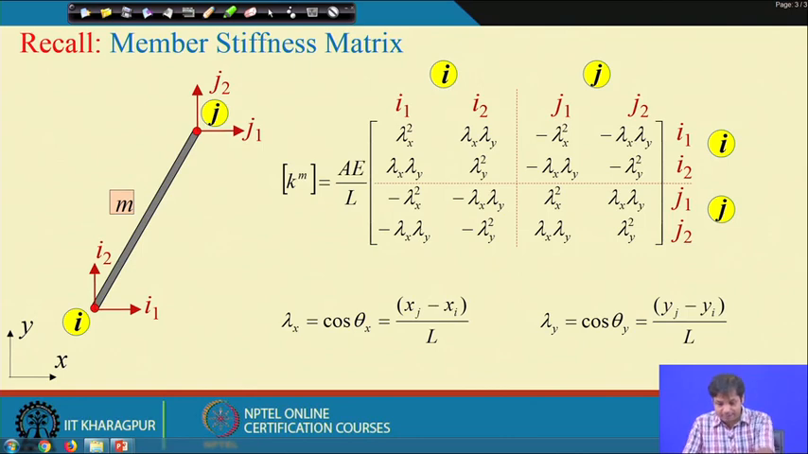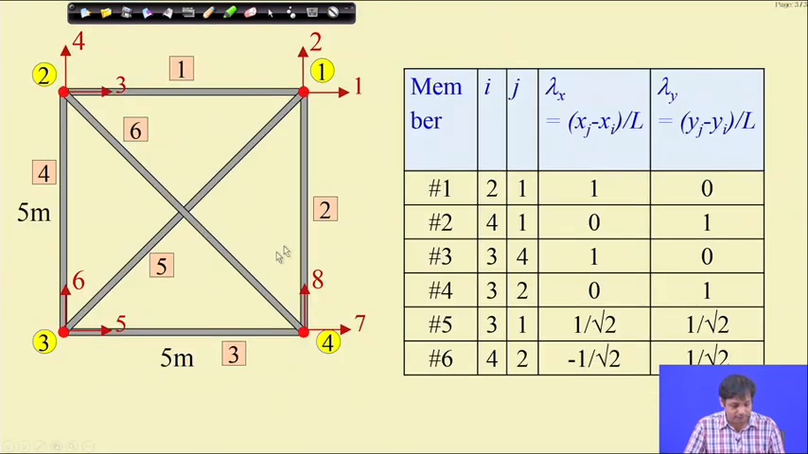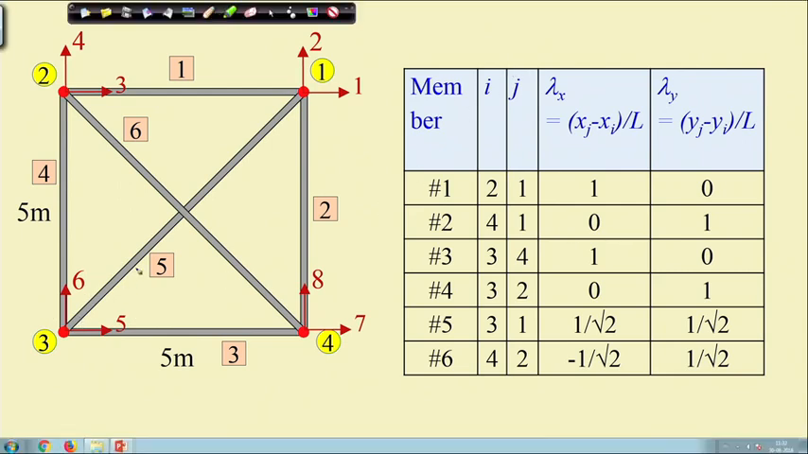Now, we apply this same thing for every member. In order to do that, we have to find out the lambda x and lambda y for the different members. Suppose for all the members AE is constant, the cross-section area and Young's modulus are the same for all members, but the length is not the same for different members. This is 5 meter, 5 meter, 5 meter, 5 meter and the diagonals become 5 root 2. You see these angles are 45 degree, this is a 45 degree angle, and this is a 45 degree angle.